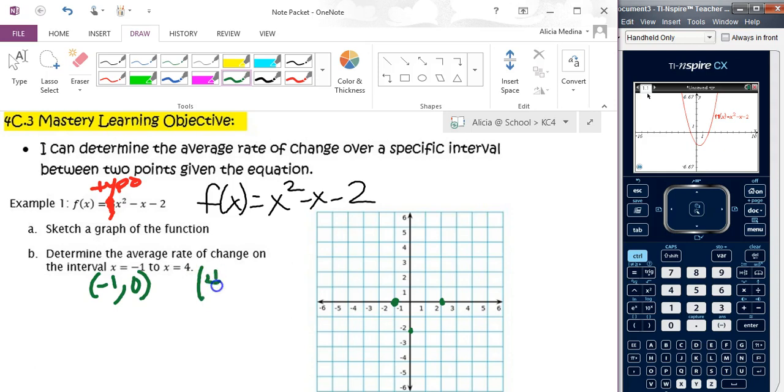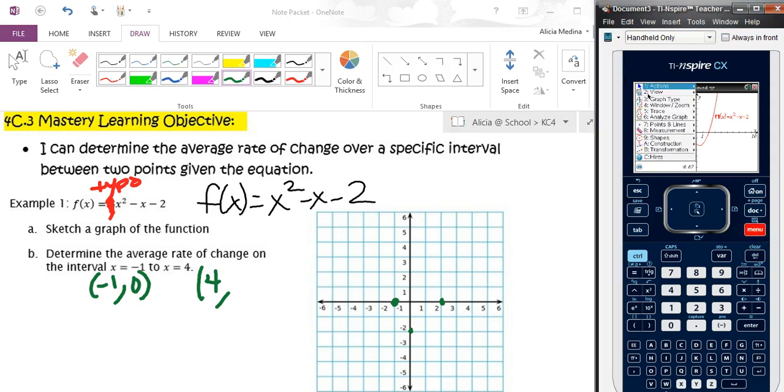We have the other x value, which is 4, but we have to figure out what that y value is. So what we can do is we can do a graph trace option on our calculator. We can go ahead and click menu. We can go down to where it says number 5. We want to trace it. And then we want to go to graph trace.